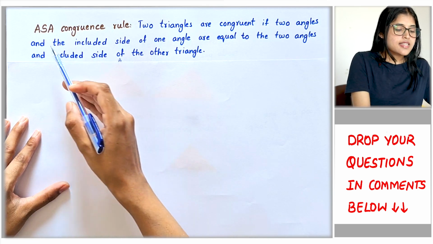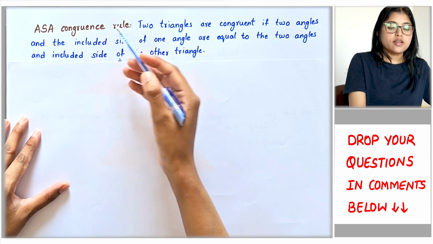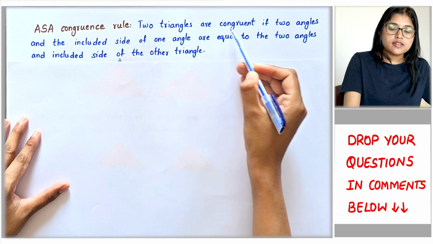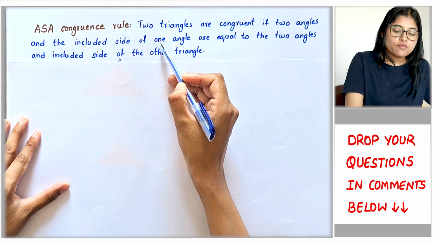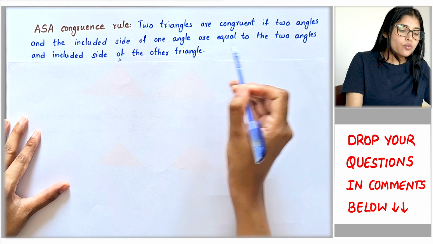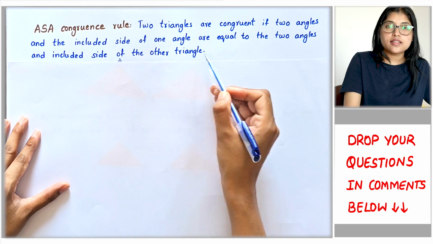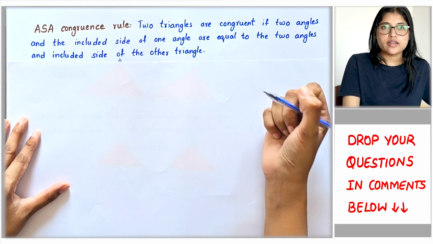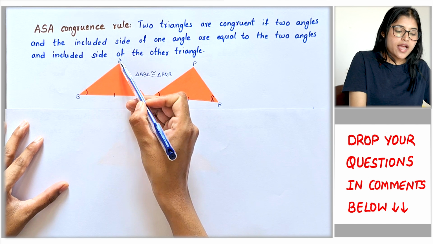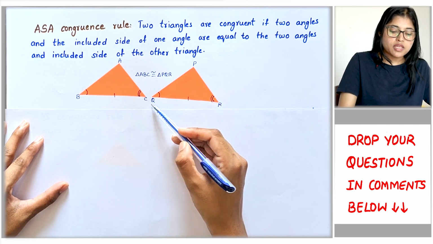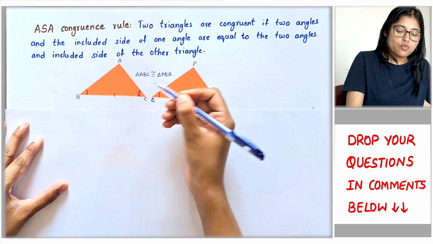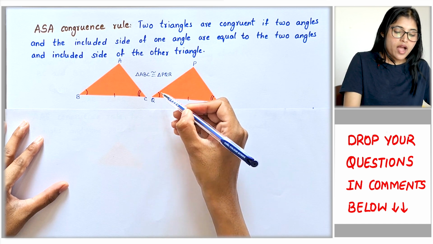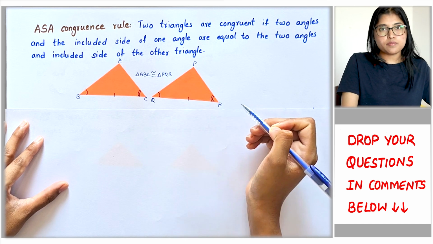Next criteria is angle side angle congruence rule. This says two triangles are congruent if two angles and the included side of one triangle are equal to the two angles and included side of the other triangle. Let's take a look at this. Again, here I have triangles ABC and triangles PQR. Two angles. So angle B and angle C over here are exactly equal to angle Q and angle R respectively.